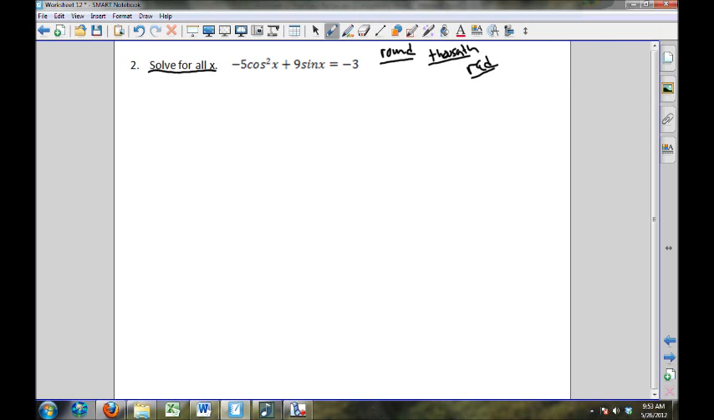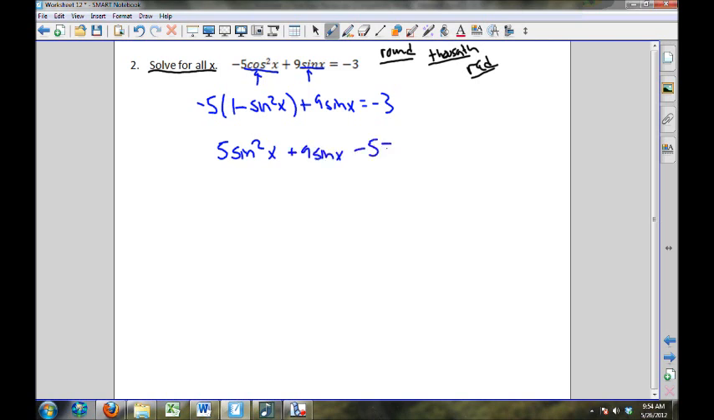For this one, first, I'm going to notice that again I have an equation of 2 different functions. So here I have sine, here I have cosine. I'm going to have to convert one to the other. I notice that I only have a single factor of sine here, but I have 2 factors of cosine, and I have an identity for cosine squared. So I'm going to replace the cosine first. So it'll be negative 5 times 1 minus sine squared x plus 9 sine x equals negative 3. When I bring this all together and combine like terms, I get 5 sine squared x plus 9 sine x minus 5 equals negative 3. So 5 sine squared x plus 9 sine x minus 2 equals 0.